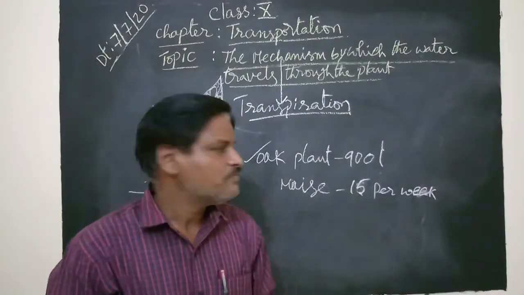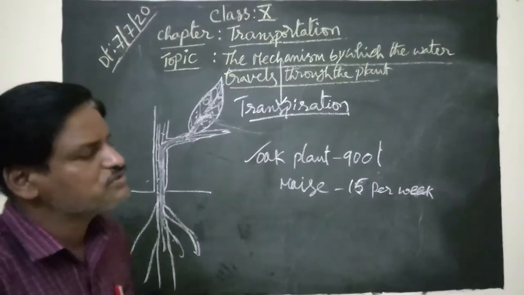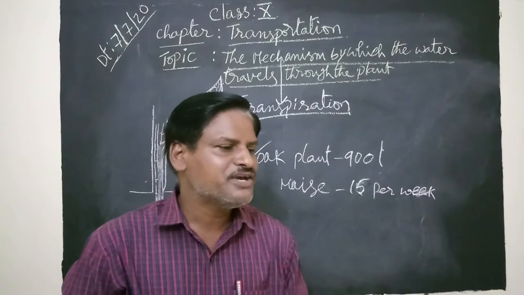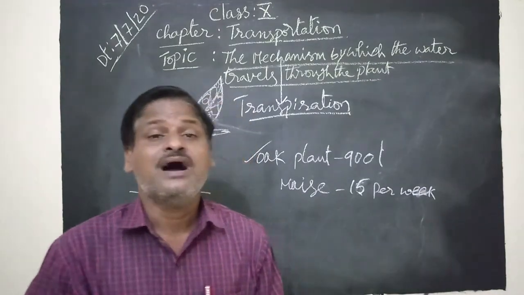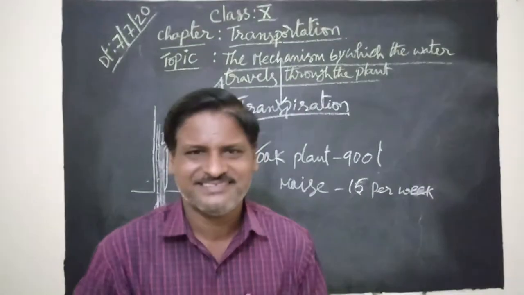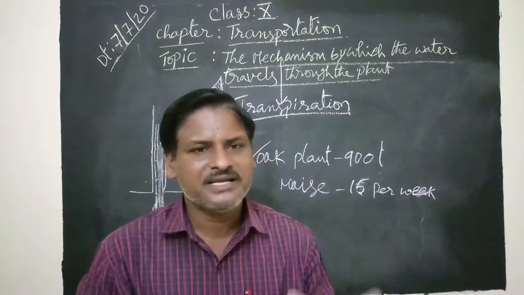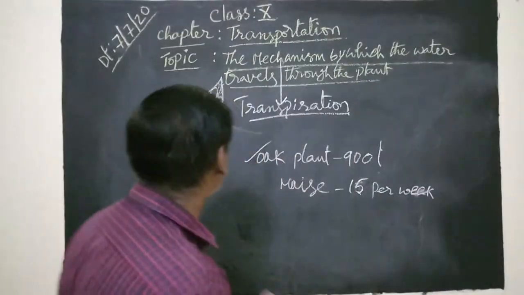So, from the examination point of view also, he is asking in many ways, children. For that, one activity is given, but he did not explain in our textbook how you can say that transpiration is there in plants. For that, one activity and one picture are given, but he did not explain that, children. So, now I will explain that one.